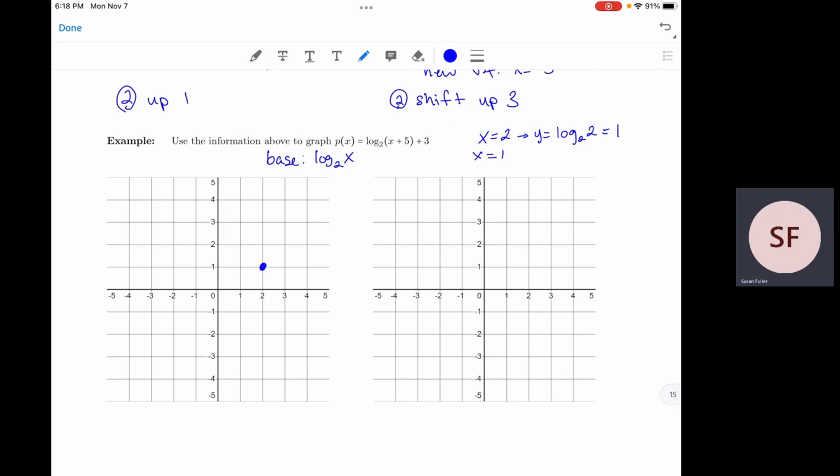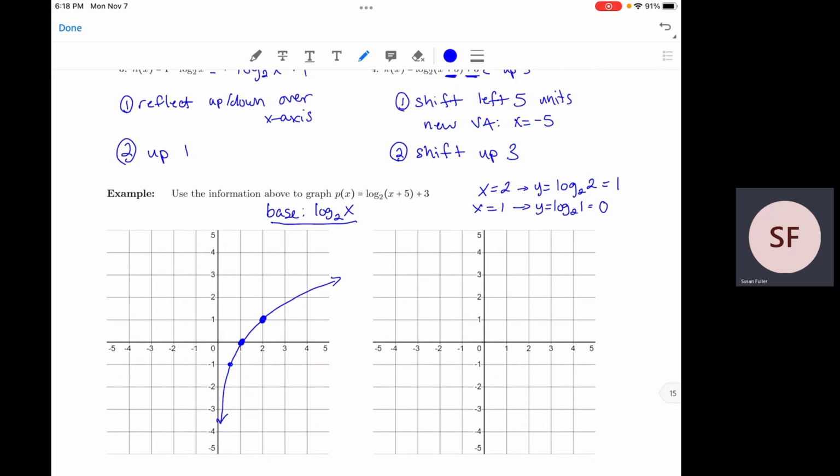And if I plugged in x equals 1, then y is going to be log base 2 of 1. Log base 2 of 1 says 2 to what power gives me 1? And the answer is 0, because anything to the 0 power is 1. So that means 1, 0 is a point on my graph. And so I can connect these. This is my base graph of y equals log base 2 of x. And now we can start doing our transformations.